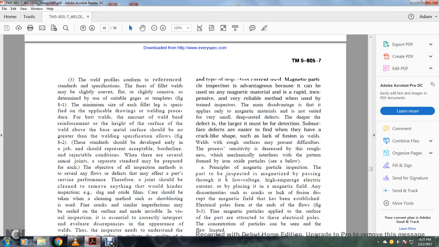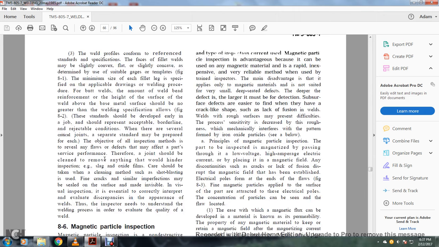For butt welds, the height of the weld bead above the base metal surface should be no greater than the welding specification allows, as shown in figure 8.2. Standards should be developed earlier for the job that represent acceptable and borderline rejectable conditions. When there are several critical joints, separate standards may be prepared for each, with the objective that the inspection methods reveal any flaws or defects that affect the performance of the part.